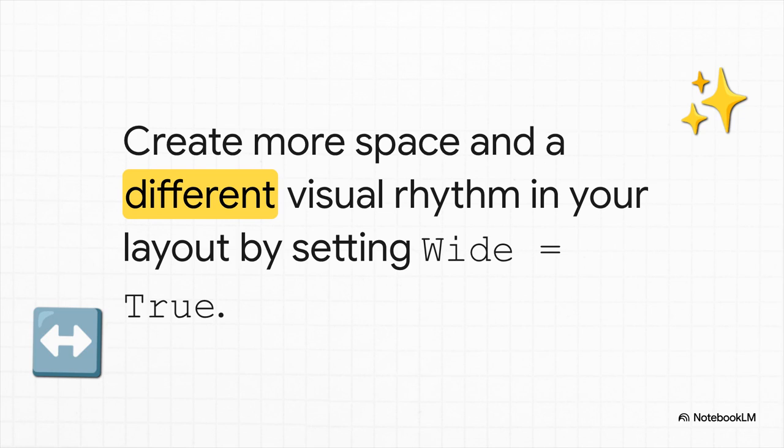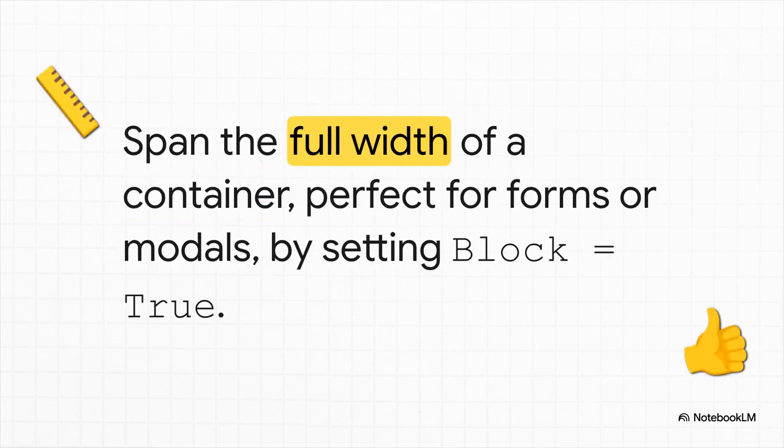Now let's talk about shape. It's amazing how much you can change with a simple true or false property. For instance, you set wide to true, and boom, the button gets wider. It's perfect for when you need a little more breathing room in your design. Or how about this one? You need a button to stretch across the entire width of its container, like in a login form or a pop-up. Just set block to true. Done. It automatically fills the space. So handy for responsive layouts.